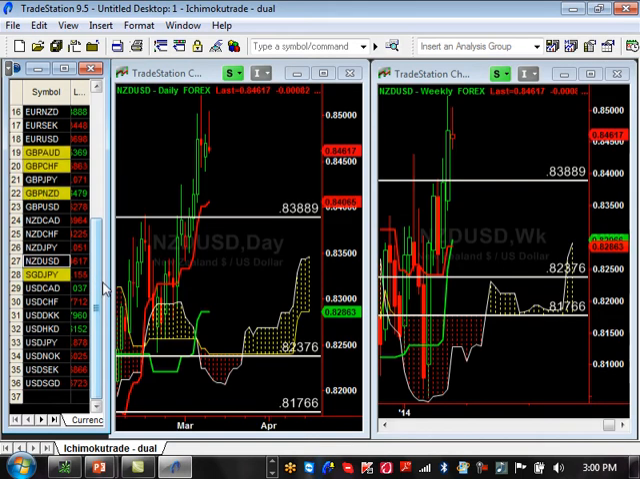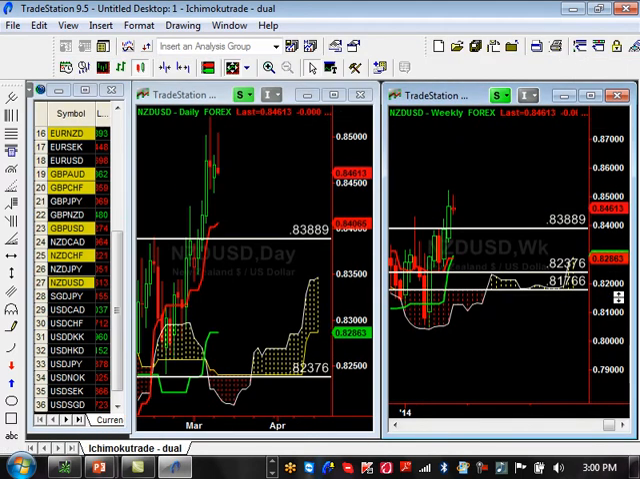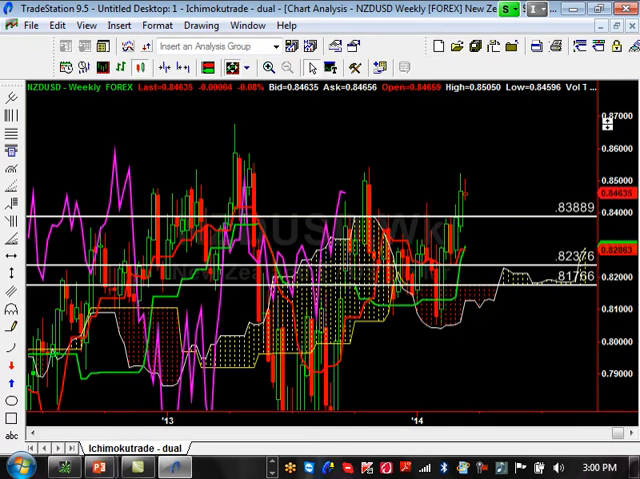New Zealand USD, really not doing anything. It looks ugly if you could sit there and zoom out. Yeah, this looks very ugly. It's at a resistance level at 8,500. Support on this one's going to be about 82.86.